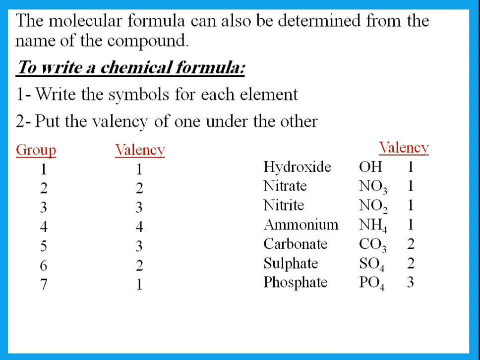Carbonate is CO3 with a valency of 2. Sulfate is SO4 with a valency of 2. Phosphate is PO4 with a valency of 3. You have to memorize this. So remember that phosphate is the only one that has a valency of 3. Carbonate and sulfate have valencies of 2, and the rest have a valency of 1.